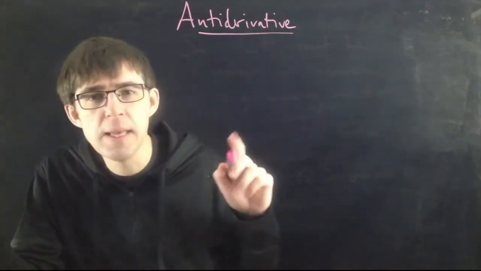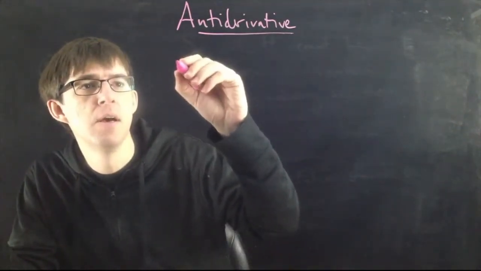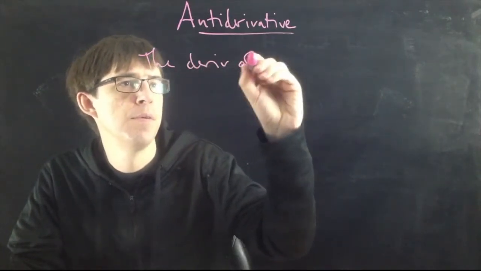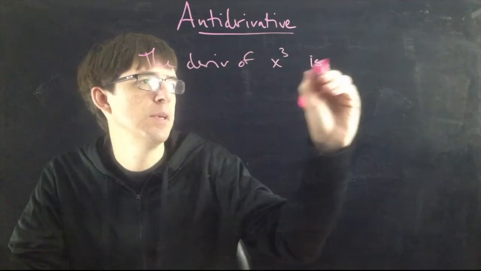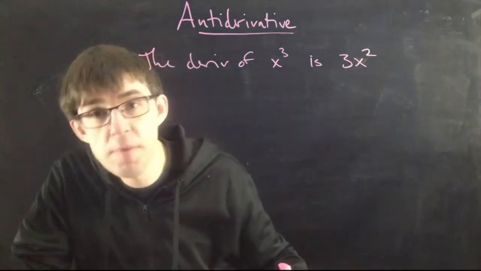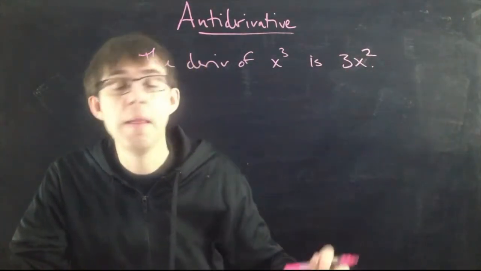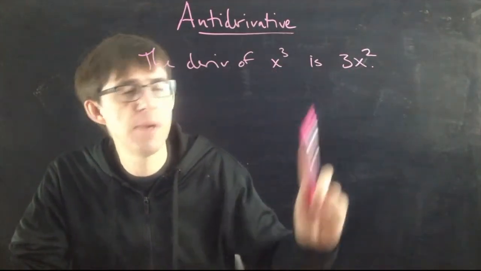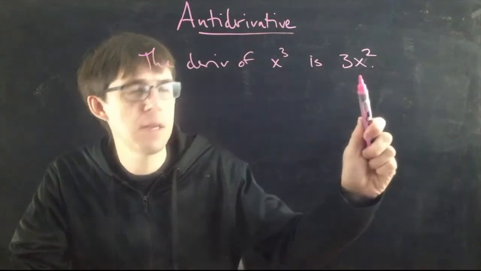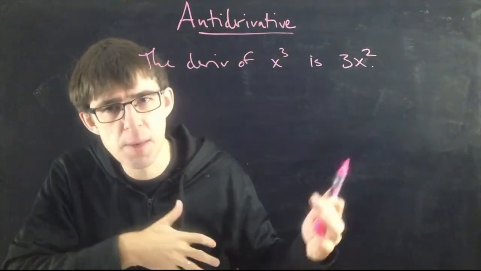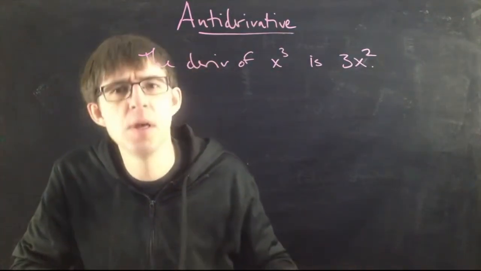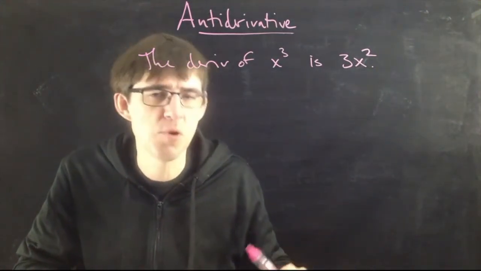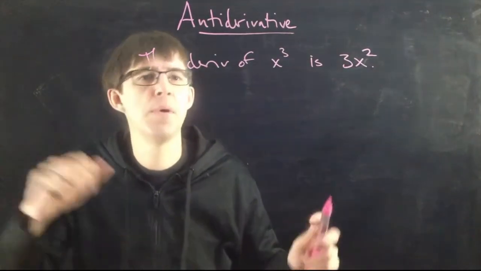The idea behind the antiderivative is this. We say things like the derivative of x cubed is 3x squared, right? The antiderivative is just the other way around. If the derivative of x cubed is 3x squared, the antiderivative of 3x squared is x cubed. It's like the opposite operation. It's like multiplication: the inverse operation is division. Or addition: the inverse of that is subtraction. Antiderivative is the same way, but with the derivative.